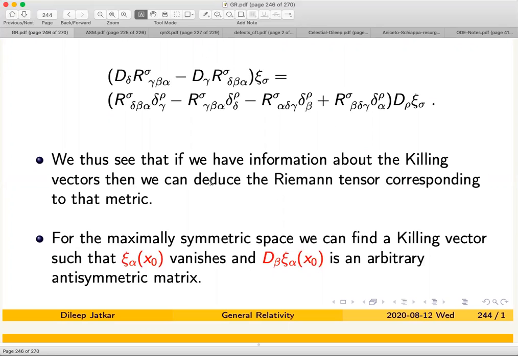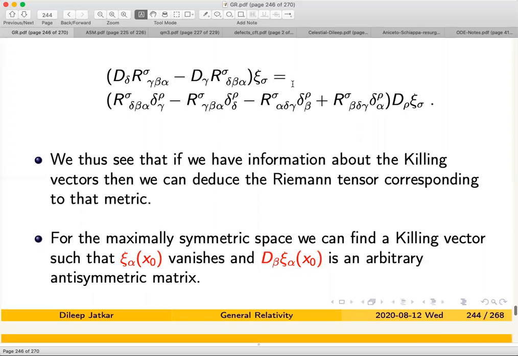The second statement is the following: if the space is maximally symmetric, then the maximally symmetric space has d into d plus 1 by 2 Killing vectors. Of those Killing vectors, there exists one class of Killing vectors which vanishes at a particular point. If you use that Killing vector, then this equation would have its left hand side vanishing, right? Because this Killing vector would vanish at a particular point.